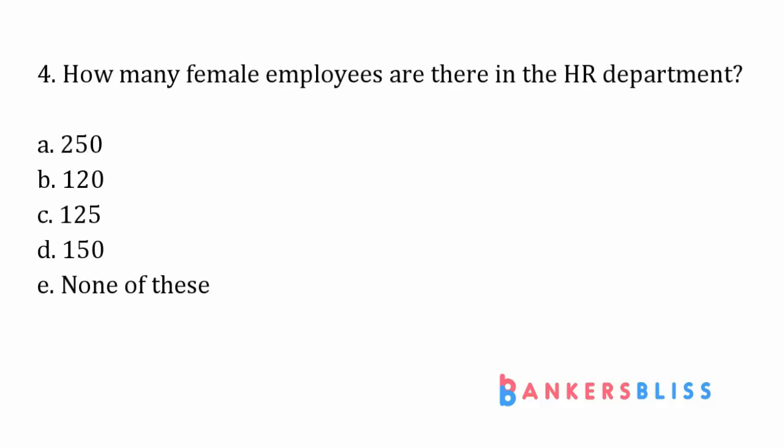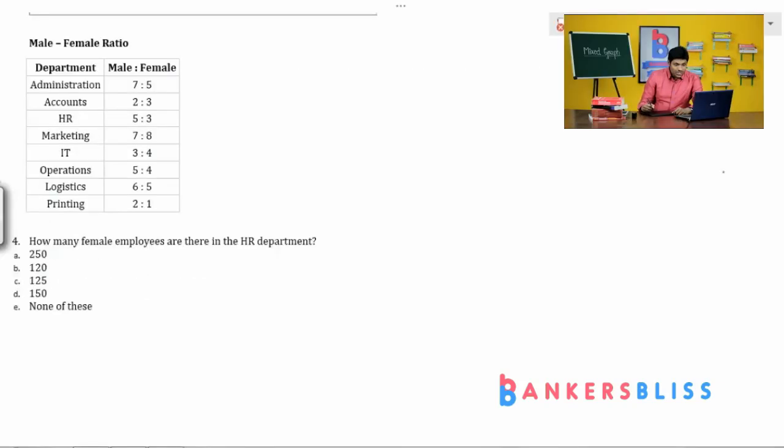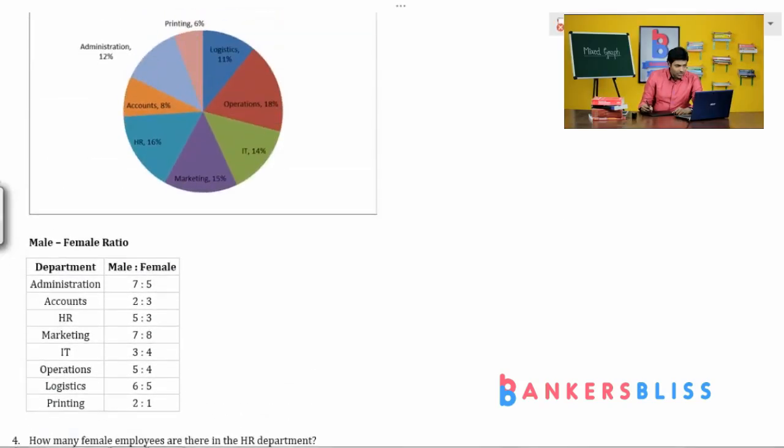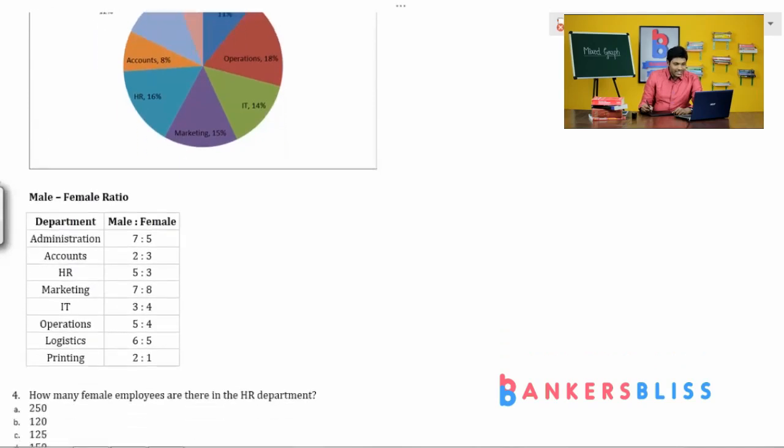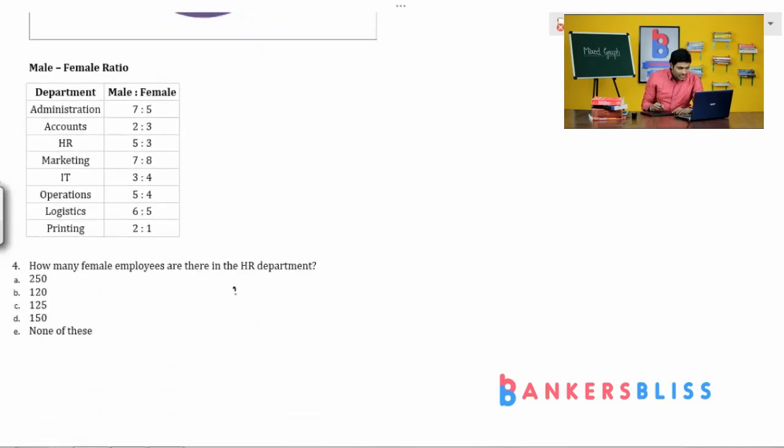How many female employees are there in the HR department? So you have to calculate number of females in HR department. See here, what is the percentage in the HR department? That is 16%. So 16%, don't calculate on 2500. Instead of that, directly you take the ratio and you calculate how many percentage in this HR department belongs to female. Okay, see here, HR department 5 is to 3 is the ratio.